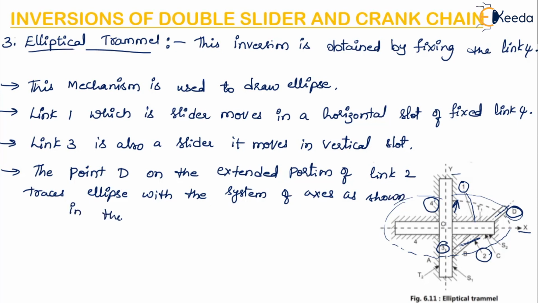So this is all about the inversions of double slider and crank chain. There are 3 different types of inversions which we have studied. I hope you have understood the difference between these inversions and what they are actually meant to do.